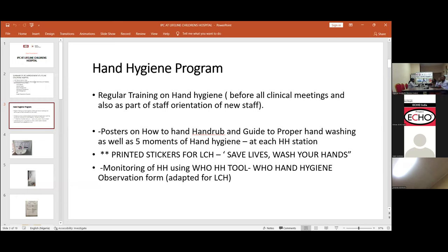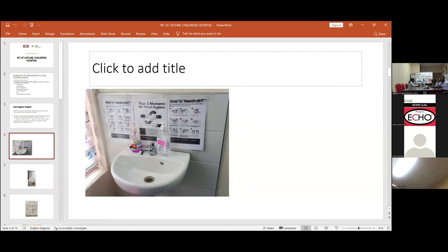So maybe I'll just talk to the pictures and then discuss a few things. Now, this is one of our hand hygiene stations. We have this at every hand hygiene station. So you can see that we have how to hand wash, how to hand rub, and the five moments of hand hygiene. And as we said, a member of the IPC team goes around regularly, in fact on a daily basis, just observing, and if people aren't doing it correctly, we correct them.